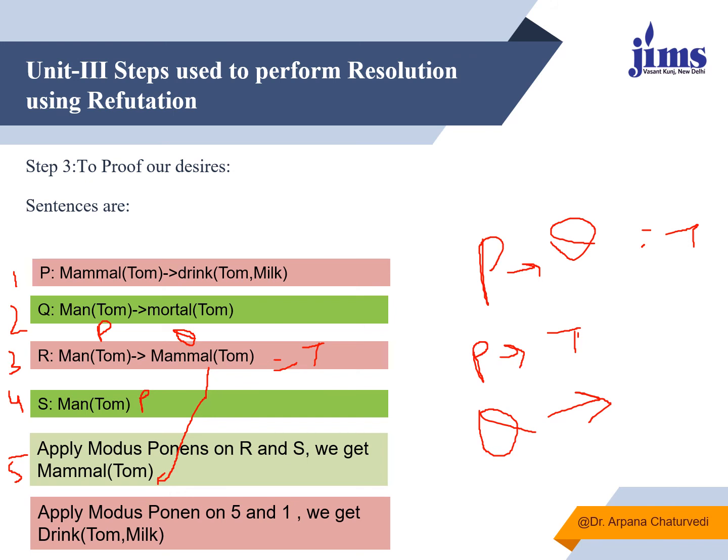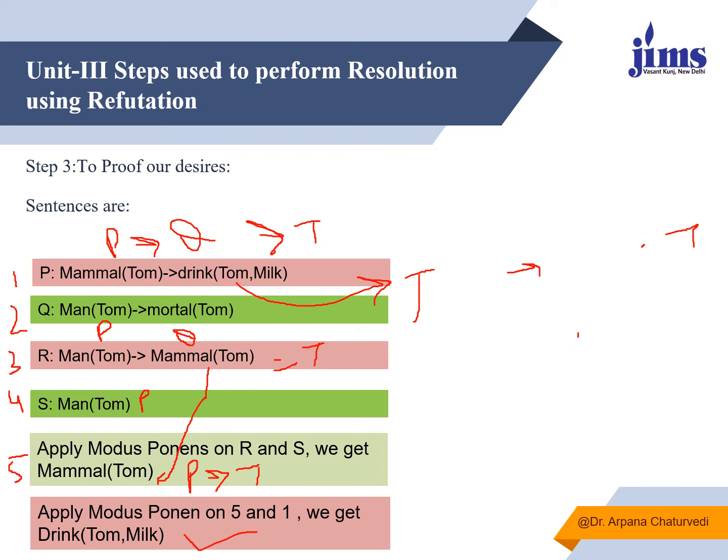So again, if P implies Q is true and P is true, let's say P is Tom is a mammal, if this is true, then automatically Q will also become true. And what it says, using modus ponens, is that Tom drinks milk, and we have proved that. Hence we can say that Tom drinks milk. So this is the first solution wherein we are asked to solve the problem using modus ponens.